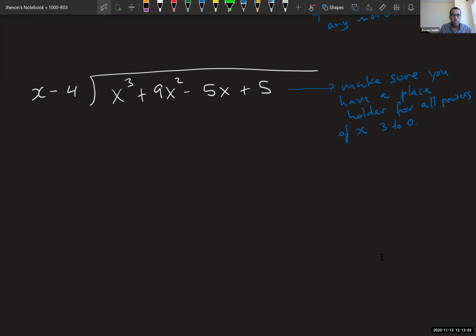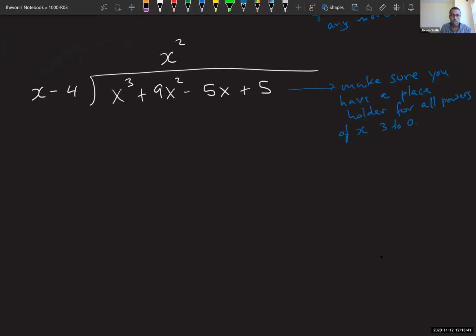Right. So maybe tell me how you went through this. The first thing I did was I asked, what do I have to multiply x by to get x cubed? So it was x squared. Right, so you take the x, you divide into x cubed, and that gives you x squared. And then what did you do? Then I multiplied the x squared by x. Right, you actually multiply it by both of these, and then you write that below.